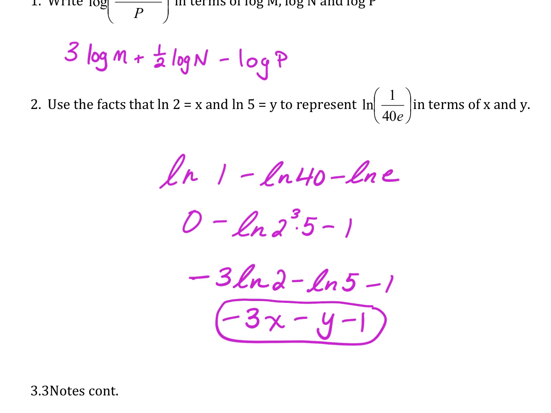So what they're really asking us to do is to rewrite that log of 40 in terms of 2 and 5. So I rewrote 40 as the product of 2 cubed times 5, which I could split into some logs. And once I have the natural log of 2 and the natural log of 5 down here towards the bottom, I can substitute x in for the natural log of 2, and I could substitute y in for the natural log of 5.